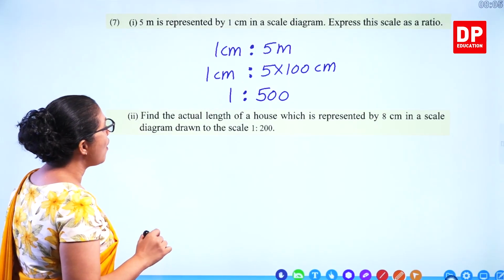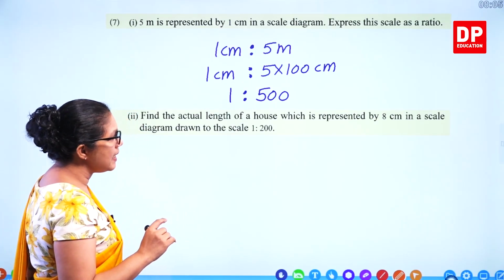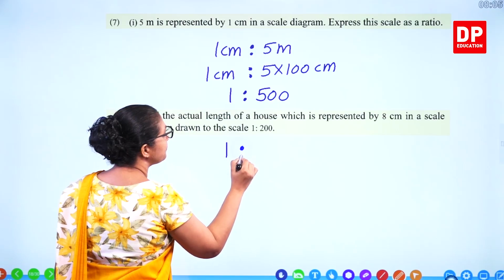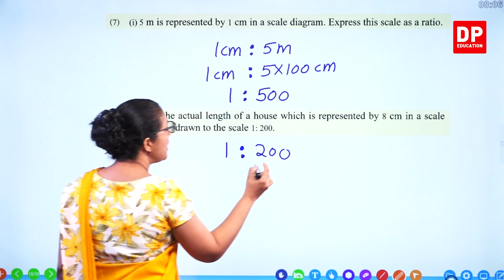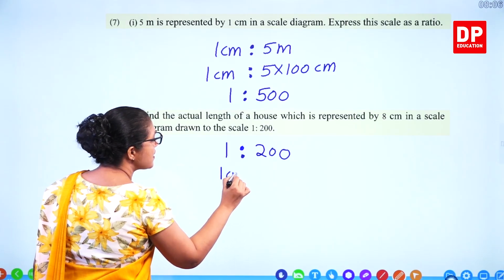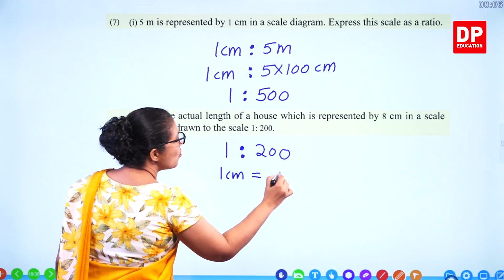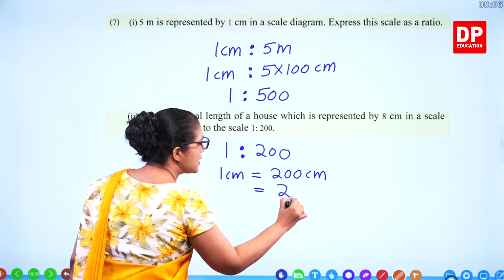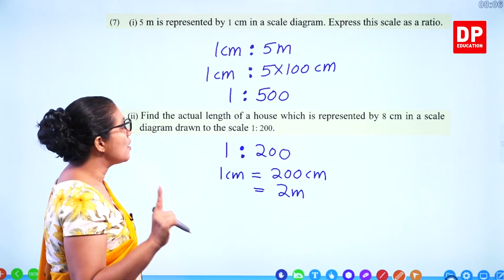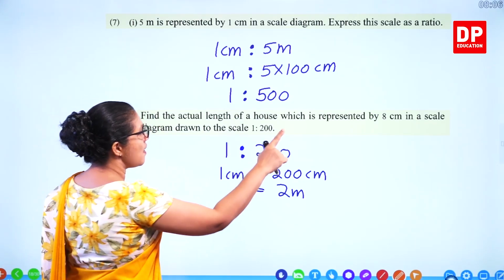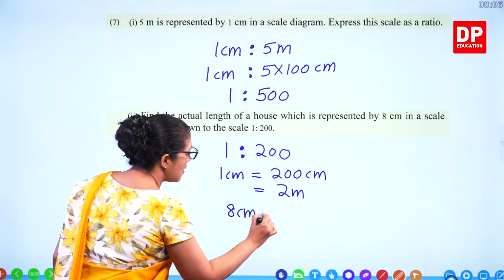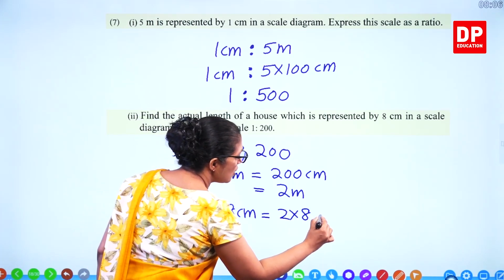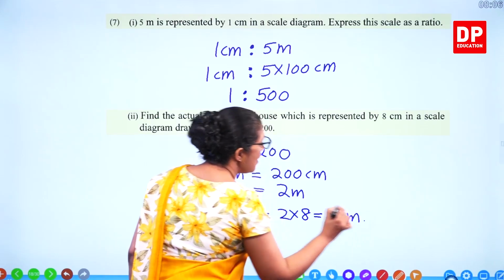Find the actual length of a house which is represented by 8 centimeters in a scale diagram drawn to the scale 1 to 200. So 1 to 200 means 1 centimeter represents 200 centimeters. When you divide by 100, that's 2 meters. So 1 centimeter is equal to 2 meters. Now it says if this is 8 centimeters, what's the actual length? So multiply by 8. 2 times 8, you get 16 meters.